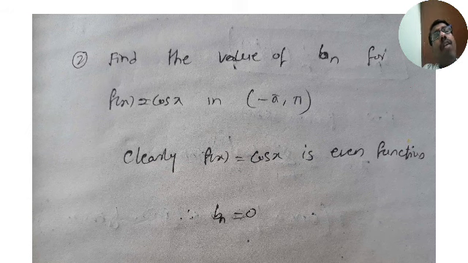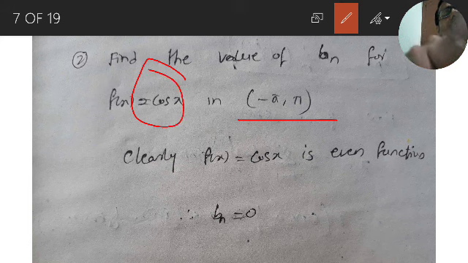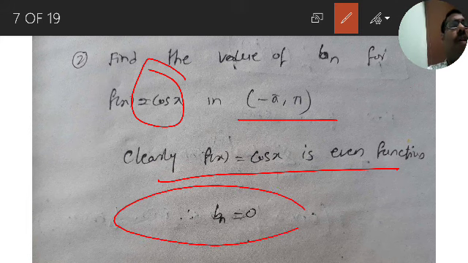Find the value of bn where f of x is equal to cos x in minus pi to pi. Again see the interval, it is minus pi to pi, and see the function cos x. Cos x is an even function. For an even function only a naught and an terms exist, no bn term, therefore bn is equal to 0. That's it. For 1 mark you get such types of questions.